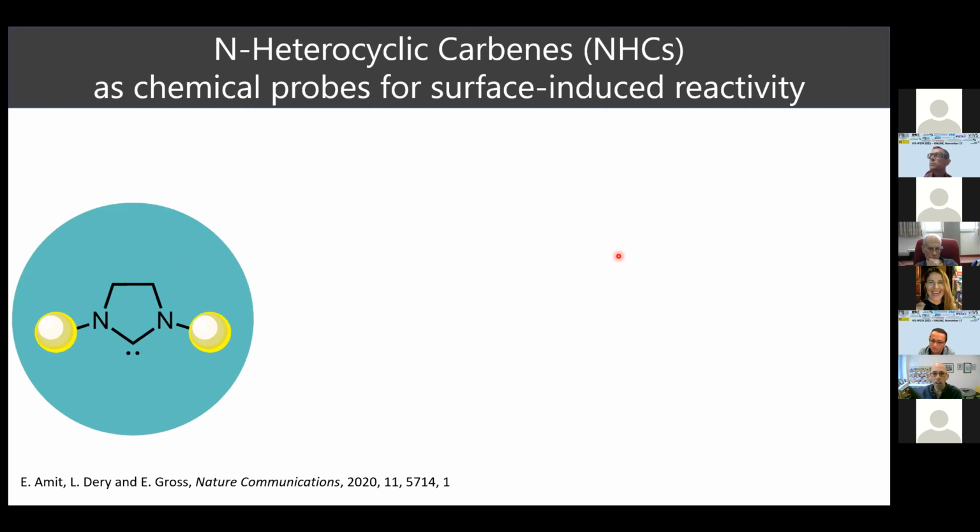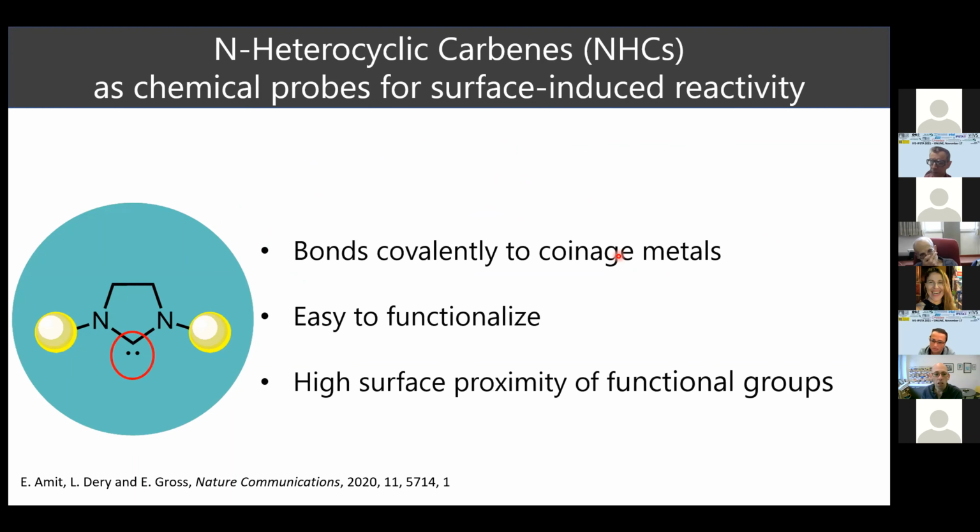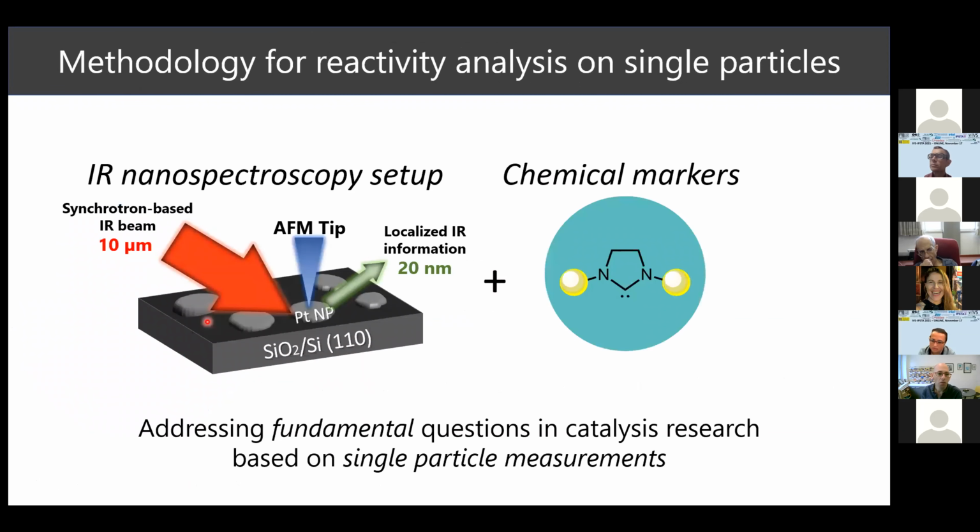They are called N-heterocyclic carbenes. They are anchored to the surface of the substrate, and they have this reactive handle, and we can track the reactivity of this handle. So by combining the IR nanospectroscopy setup and the chemical marker, now we have the tools to address a fundamental question in catalysis research and identify where, when, and how a chemical reaction evolves on the surface of a single nanoparticle.